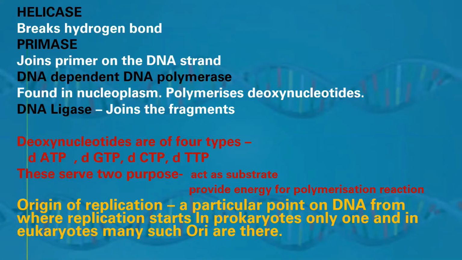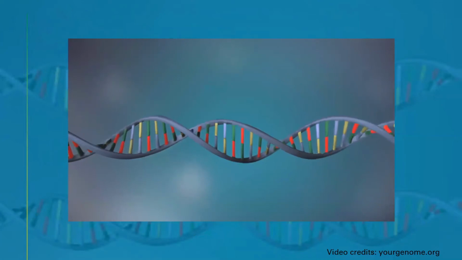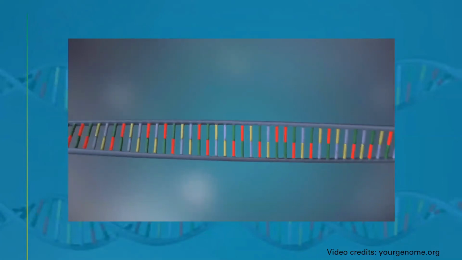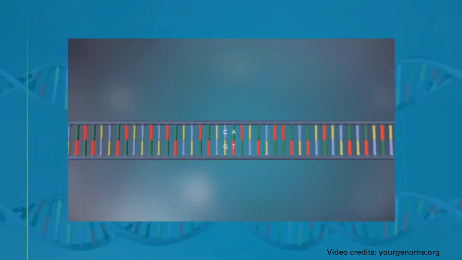The origin of replication, as I told you just now, is a particular point of the DNA from where replication can start. There is only one such point in prokaryotes, but in eukaryotes many such origins are present. Now I am going to explain this process with the help of a very beautiful animation by YourGenome.